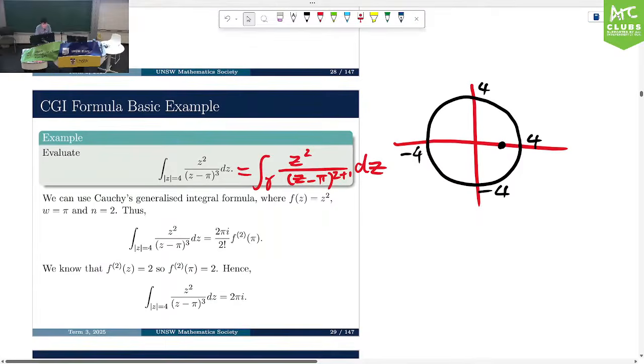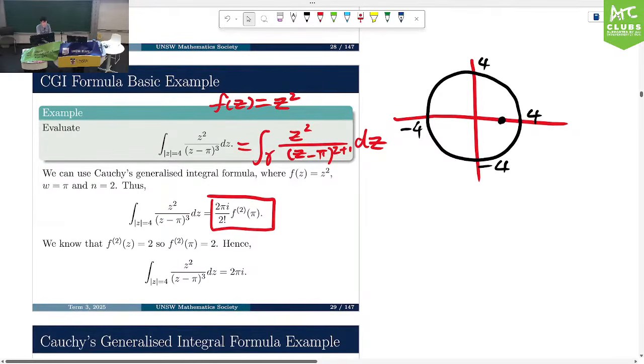So in this case, we can use the generalized integral formula to arrive at this. And of course, f(z) is whatever is in the numerator, which is z squared. And yeah, 2 pi i on 2 factorial times the second derivative of f at pi on 2, which we hopefully know how to do. And just chucking it into the formula, we have 2 pi i.